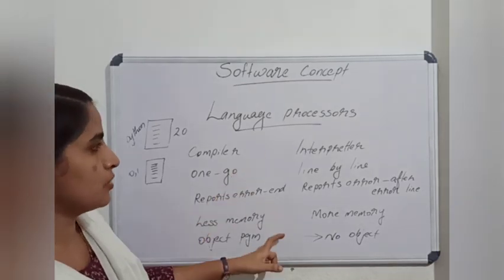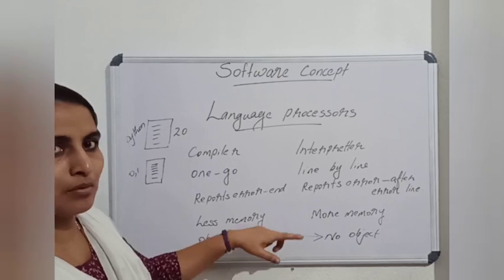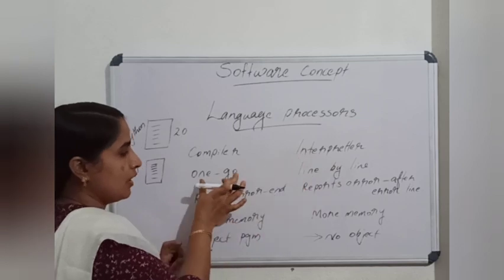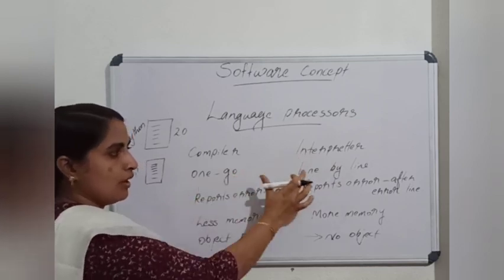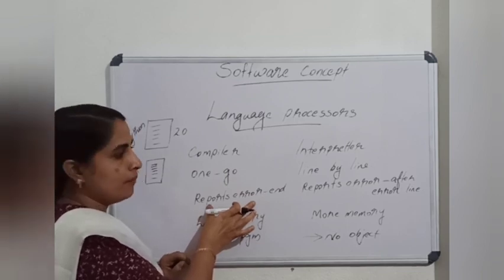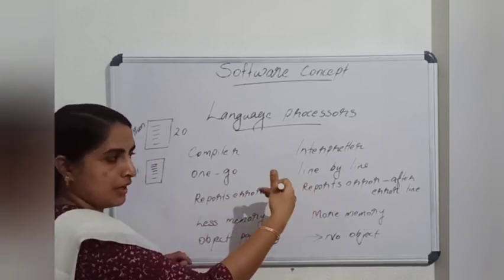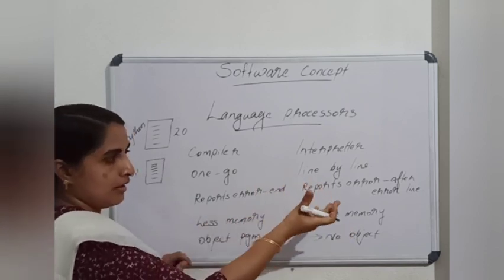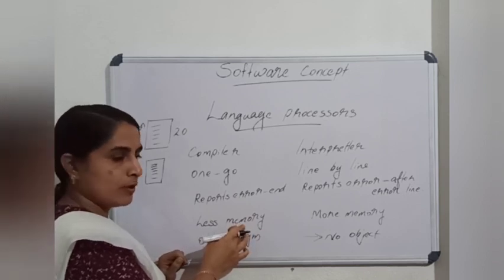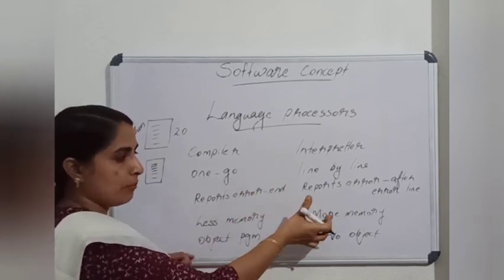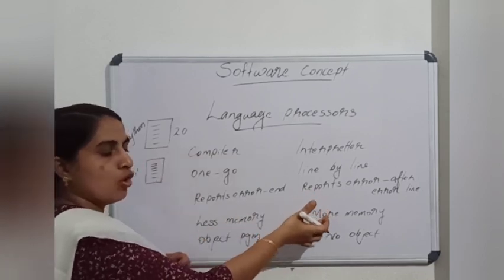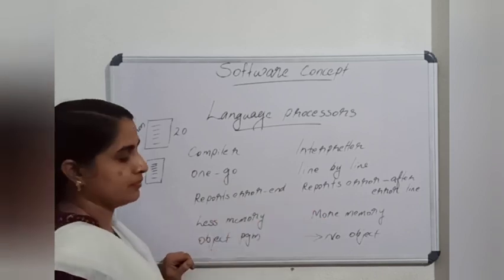This is a possible question for your examination. Many times the board also asks the same question: the difference between compiler and interpreter. Compiler does compilation in one go, interpreter line by line. Compiler reports errors at the end of the program, and interpreter reports errors after every line, after the line in which it finds the error. Compiler requires less memory for program execution, and interpreter requires more memory. I explained why it uses less and more memory.